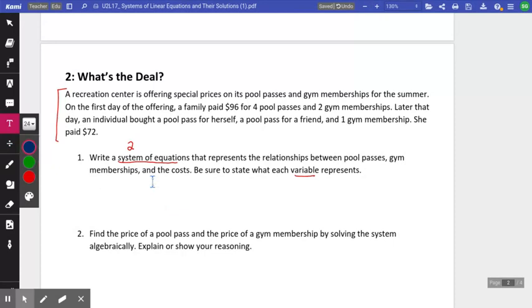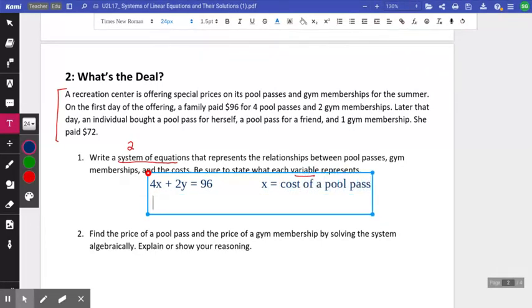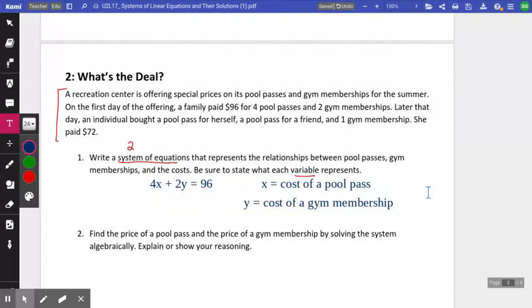All right, when we go to write our system of equations, that first equation is going to come from that family purchase. It tells me they order 4 pool passes and 2 gym memberships and pay a total of $96. So I get that equation there. X for me is going to represent the cost of a pool pass, not a pool pass. And my Y is going to represent the cost of a gym membership. If you just wrote pool pass and gym membership, I'm going to push you to try to make these variable descriptions as specific as possible.